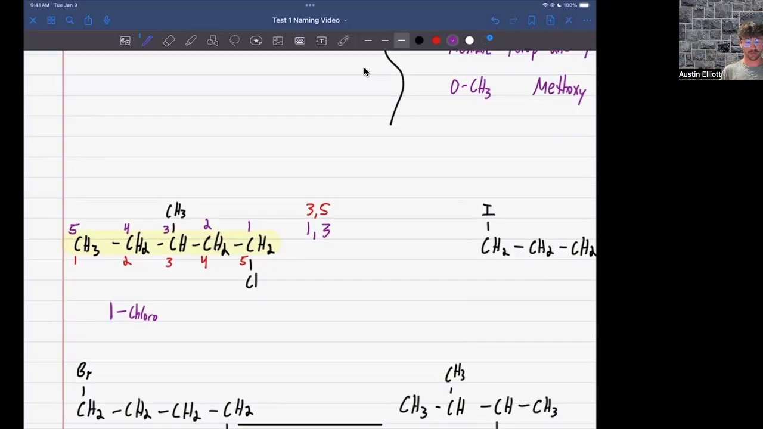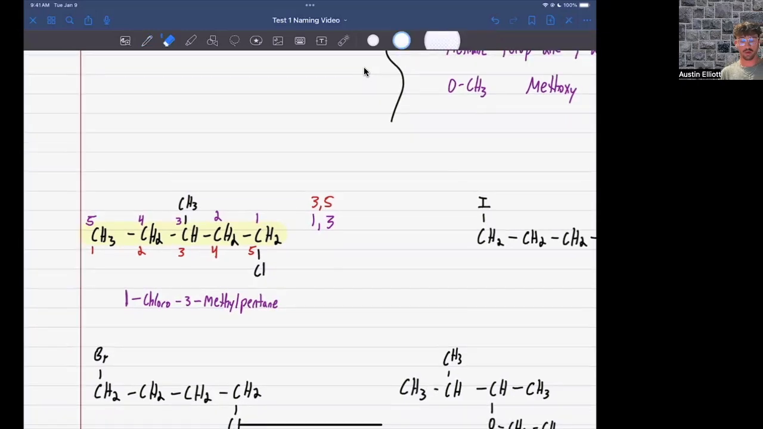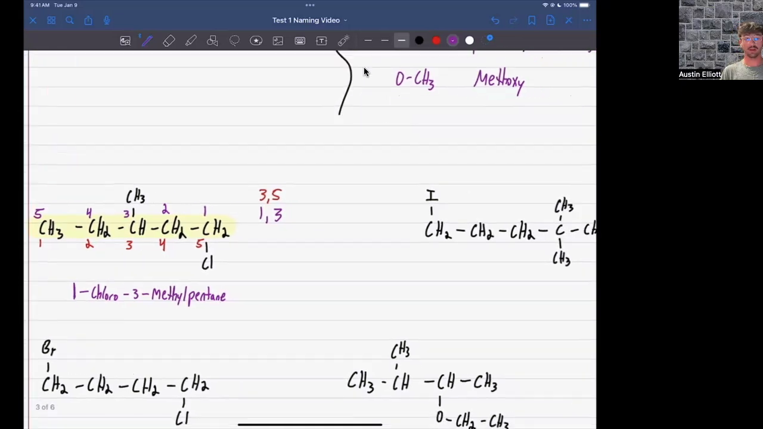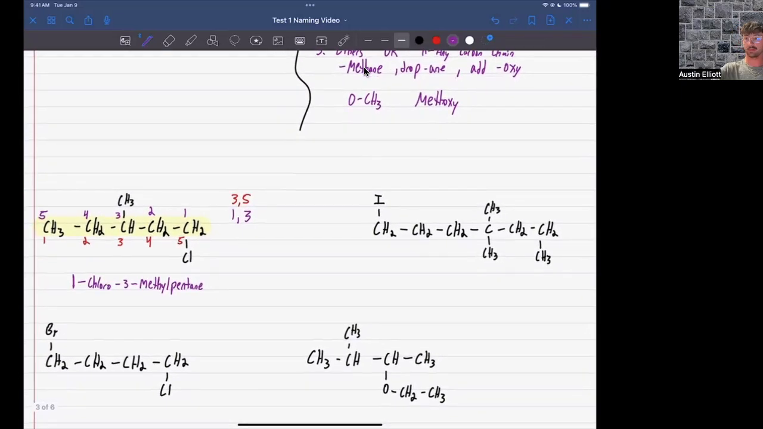So then we have a methyl group. That's going to be on our 3 carbon. So another dash, and a dash on that side to separate the letters again. Methyl. And then our main chain is a 5 carbon parent chain. So that's going to be pentane. So overall, our structure right there is 1-chloro-3-methylpentane. It's not too bad, pretty easy to start.